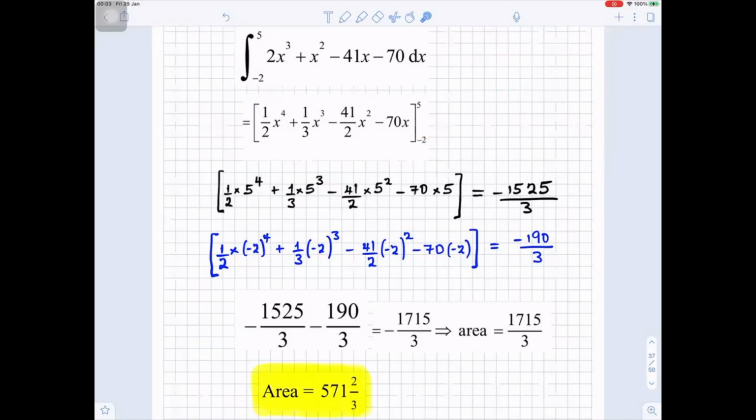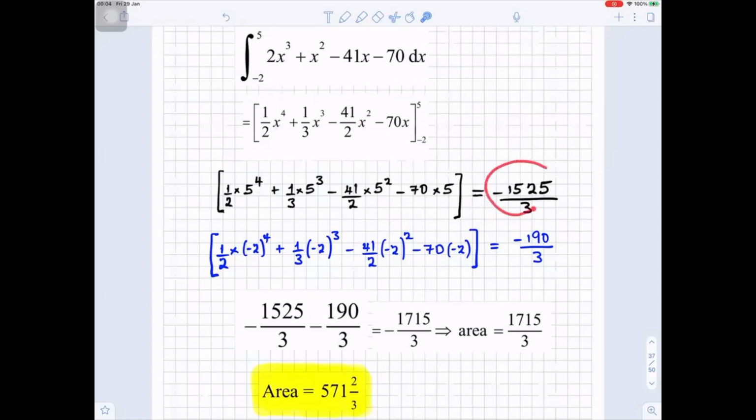We substitute the numbers. 5 goes there, 5 goes there, 5 goes there, 5 goes there. So you have 1/2 times 5 to the 4, plus 1/3 times 5 cubed, minus 41/2 times 5 squared, minus 70 times 5. Put that in your calculator, it gives you -1525/3. And you put -2 there, and there, and there, and there. And that'll give you -190/3.